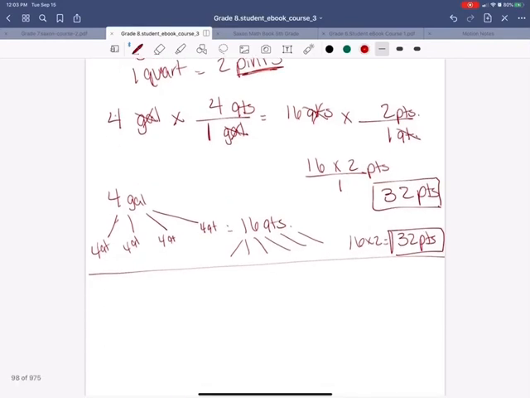Whichever way works better. Again, I can't express that enough. If you have a way that works for you and you can still show that work and get the same answer, that is totally fine with Miss P.